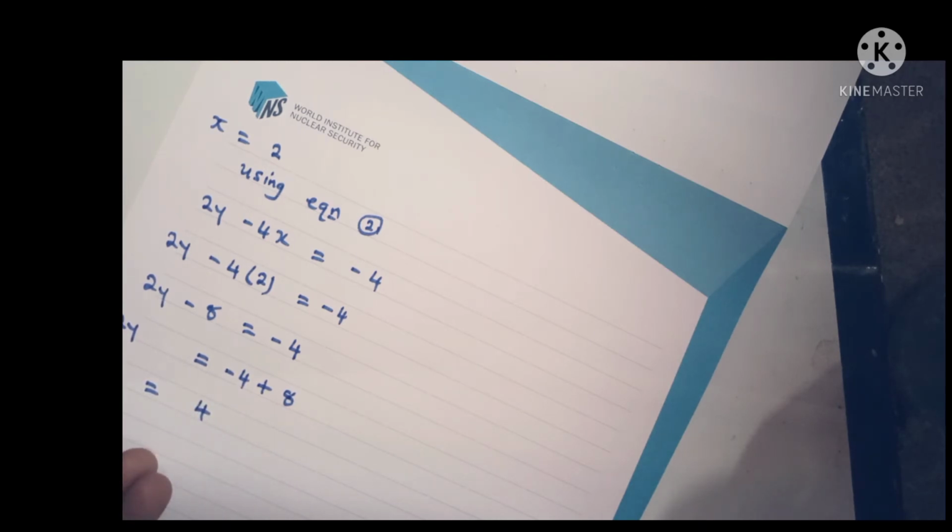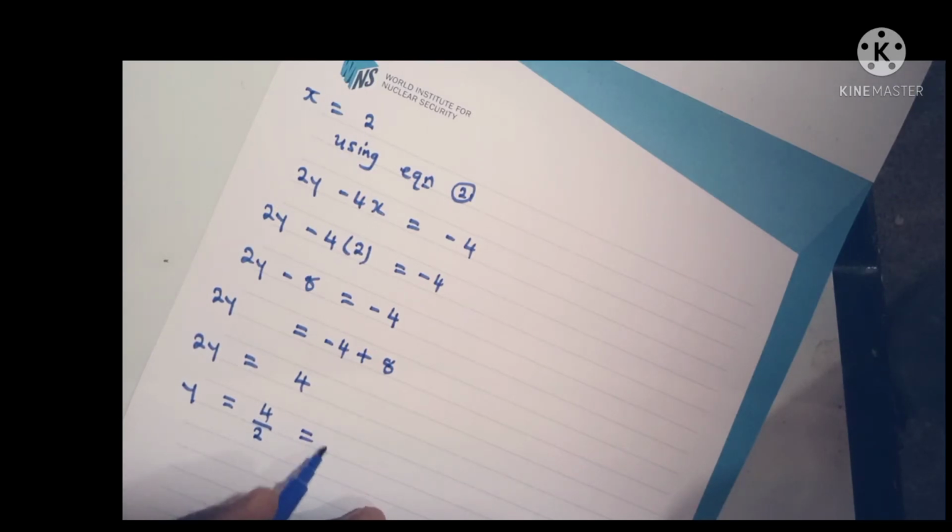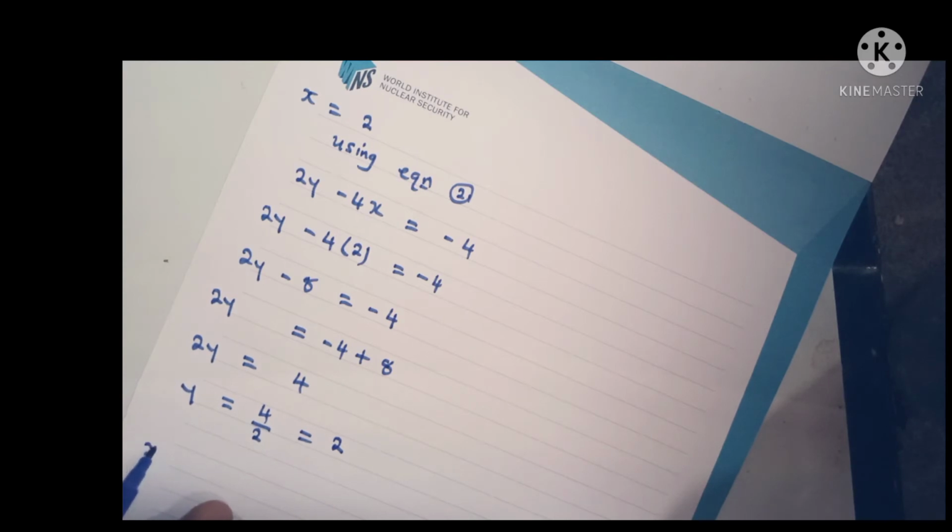Now we have the coefficient of the unknown here as 2. So we divide both sides by the coefficient of this unknown, y equals 4 divided by 2, and we have it as 2. So remember, our value of x is 2, our value of y is 2.